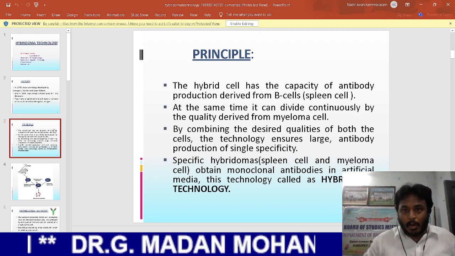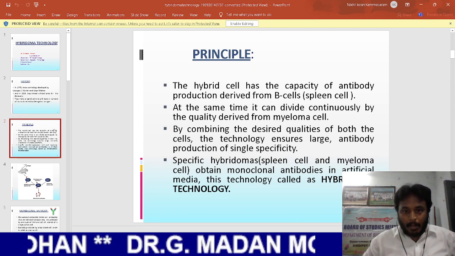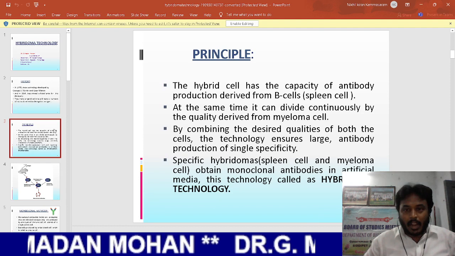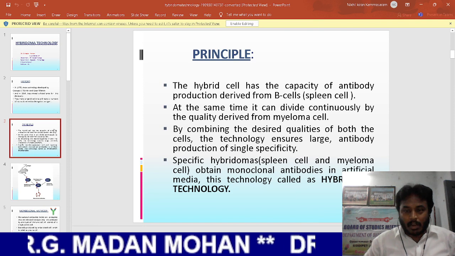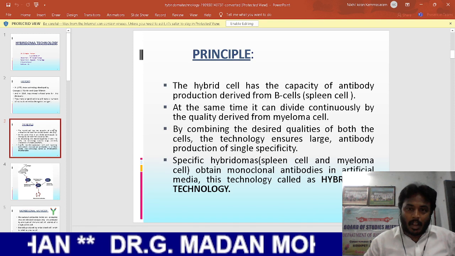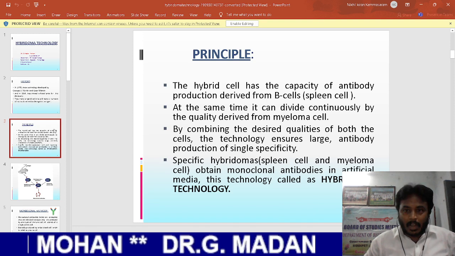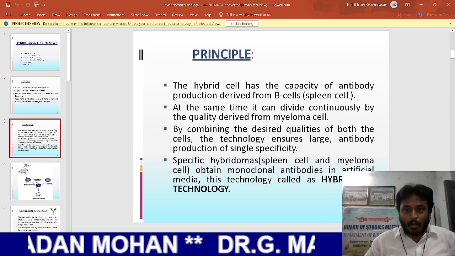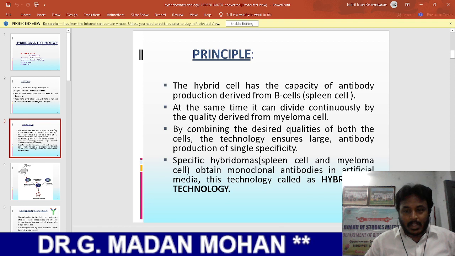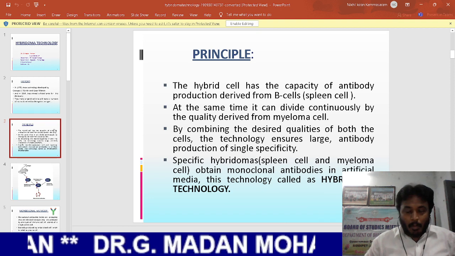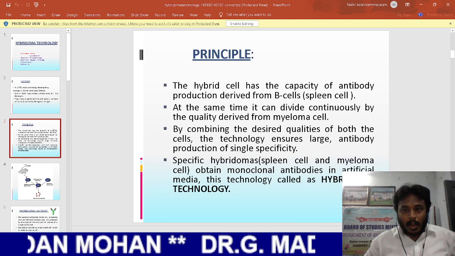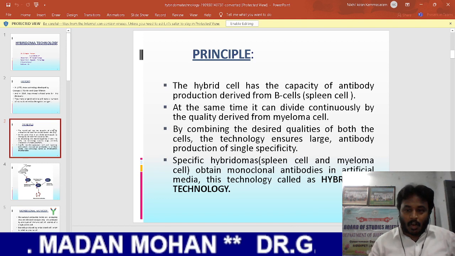So the principle of this hybridoma technology is that hybridoma cells are prepared. With the help of these hybridoma cells, monoclonal antibodies, which have applications in various fields of biology, will be produced. So what is hybridoma? Hybridoma is a hybrid cell formed with a combination of lymphocytes and myeloma cells. The hybrid cell formed with a combination of lymphocyte and myeloma cell is commonly called hybridoma, and production of monoclonal antibodies by using this hybridoma cell is called hybridoma technology.